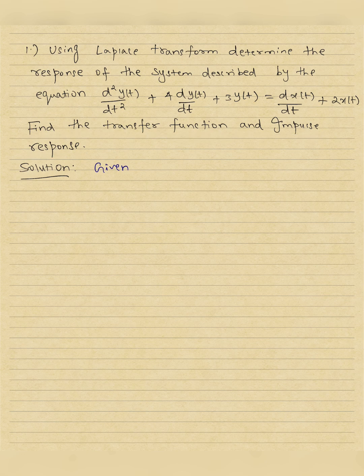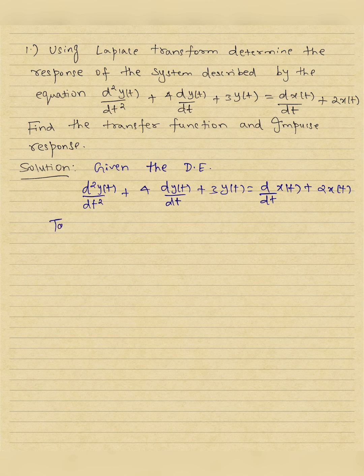So this is our question. What is given in this question? We are going to see what is given: the differential equation d square y of t by dt square plus 4 times dy of t by dt plus 3 times y of t is equal to dx of t by dt plus 2 times x of t. This is the question. Now what we will do, we will take Laplace transform on both sides.